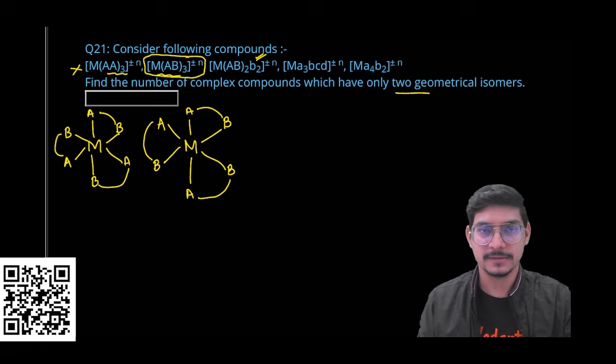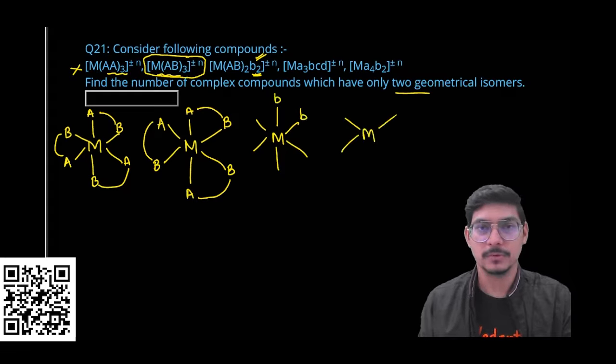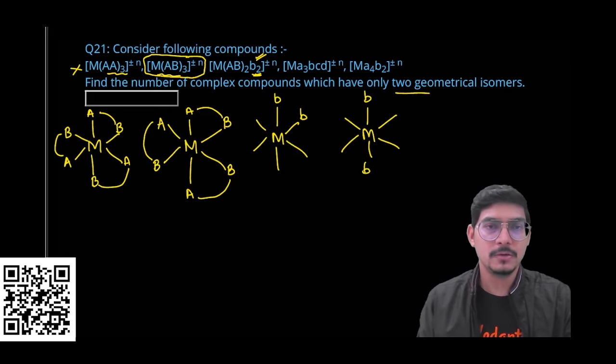So let us first classify on the basis of this ligand, which is B monodentate. So these two B donor atoms can either be cis with respect to each other or they can be trans, which means that we can put these two B like this, or we can put them like this. Now in the first one, we have to put two AB ligands in the remaining four positions.